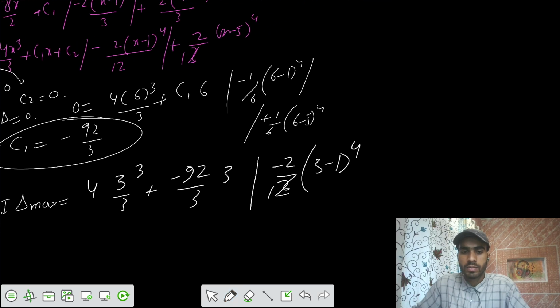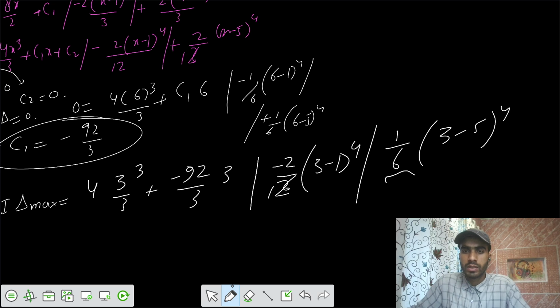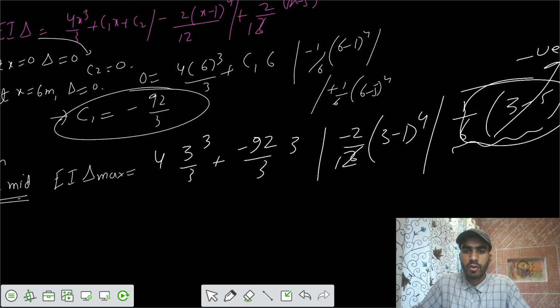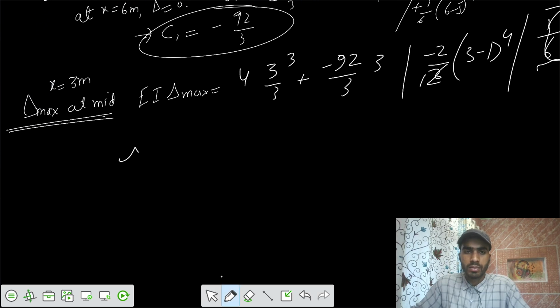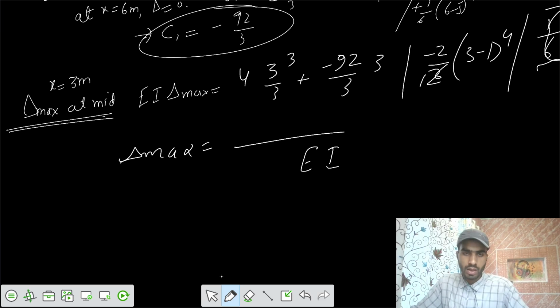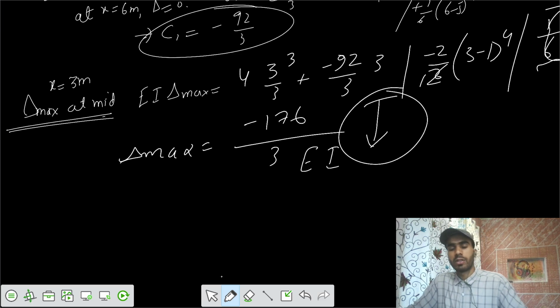Then after that, the next term we can write 1 by 6 of (3 minus 5) to the power 4. Since this value is negative, we have to ignore it. So this part is ignored. Now you calculate the value of delta maximum, that equals, divided by EI, minus 176 by 3. So we write: downwards deflection at the mid.